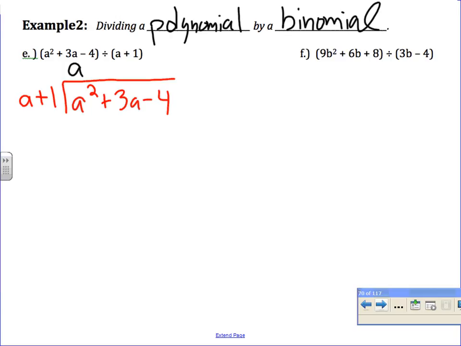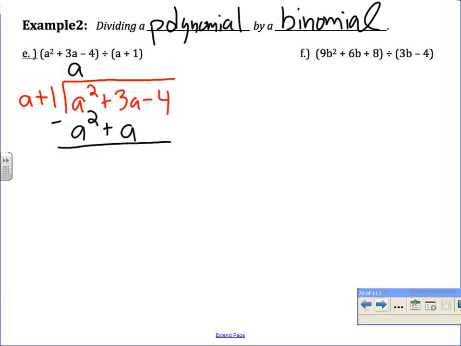So you now do, and it's been a while, A times A is A squared. A times 1 is A. Okay, let me go through that again. So I asked Brianna, how many times does A go into A squared? She said once, which means A times. A goes into A squared A times, because A times A is A squared. So you write the A up here. You then, to get what goes here that I use the black marker for, you multiply. A times A is A squared. A times 1 is A.